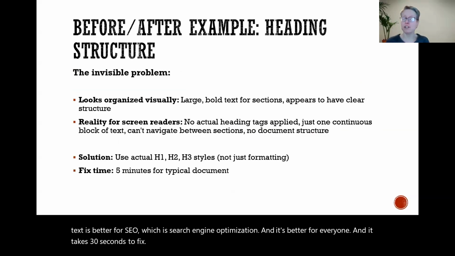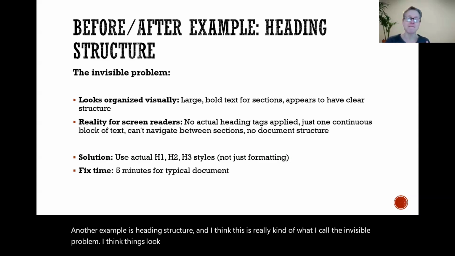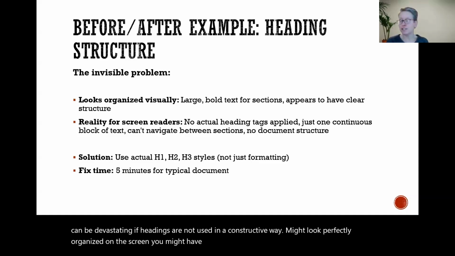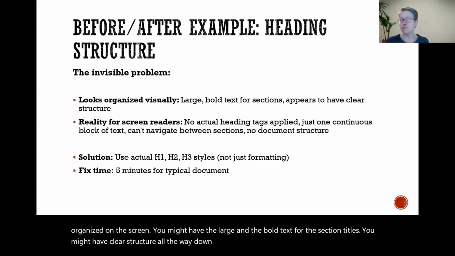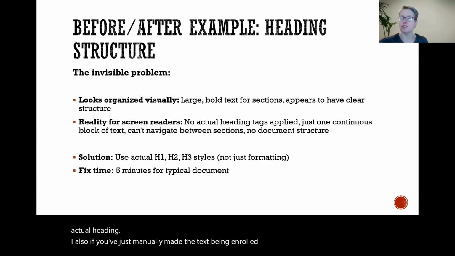Another example is heading structure, and I think this is really what I call the invisible problem. I think things look very organized visually, but when you are using a screen reader, it can be devastating if headings are not used in a constructive way. It might look perfectly organized on screen. You might have the large and the bold text for the section titles. You might have clear structure all the way down. But the problem is that if you haven't applied the actual heading styles, if you've just manually made the text big and bold, screen readers can't detect that structure.